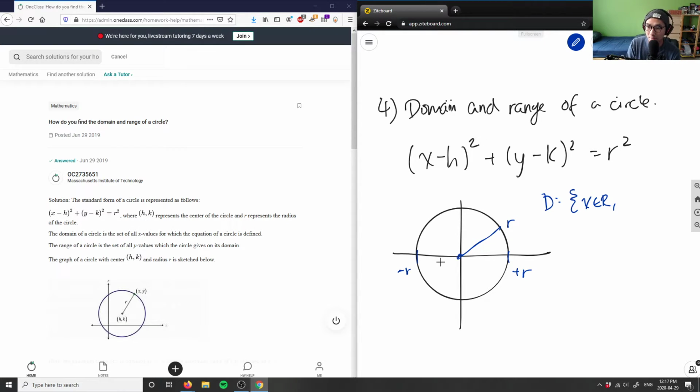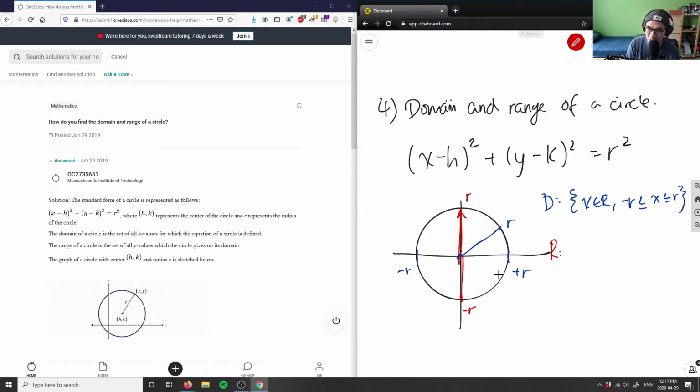So I'm going to say between negative r less than or equal to x less than or equal to positive r. And this would be my restriction for my x values, and the exact same thing for my y values. My y values are also restricted, right? As you can see, I can draw a line from here to here, and this would be my y value. But this is also r, and this is also negative r.